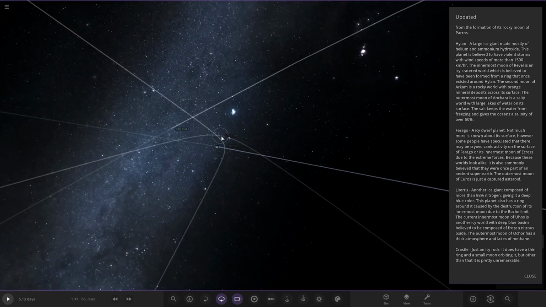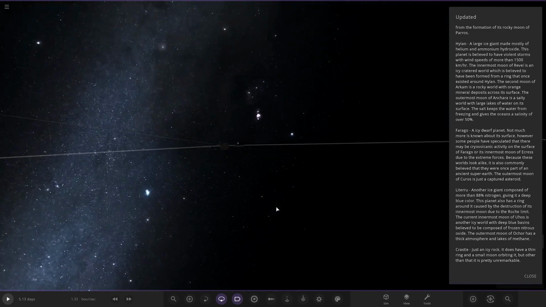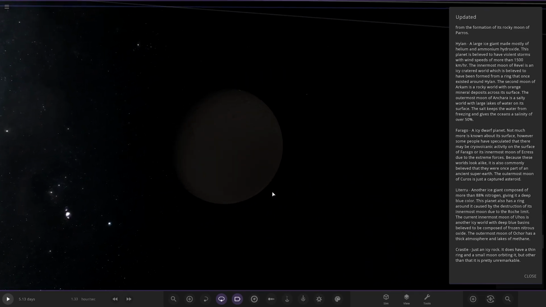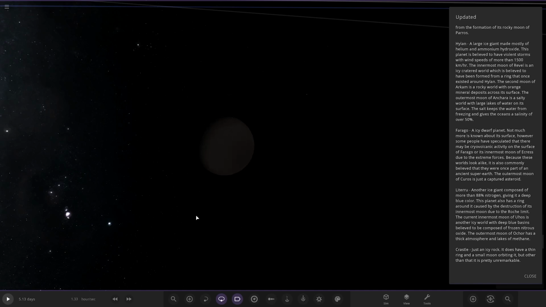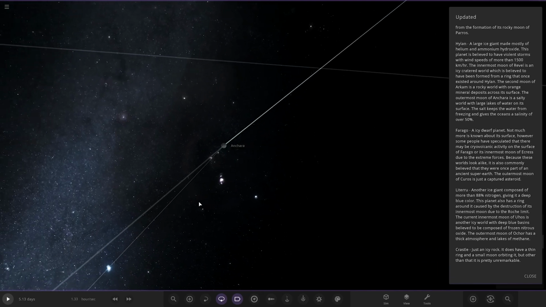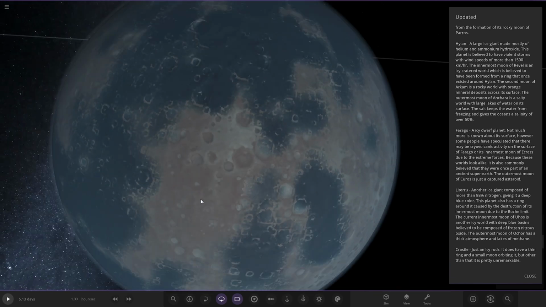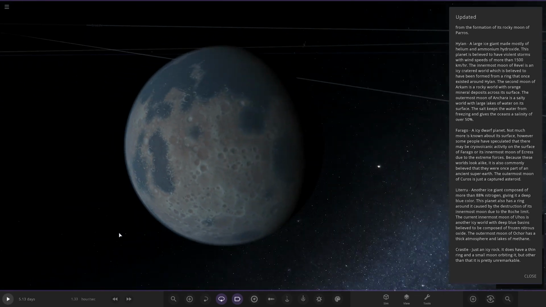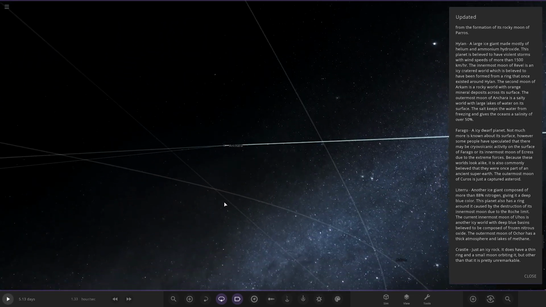So, the orbits look a little messed up here. Okay, here it is. Orange mineral deposits around its surface. The outermost moon of Anshar is a salty world with large lakes of water on its surface. The salt keeps the water from freezing and gives the oceans a salinity of over 50%. Nice. There you go. Cool.